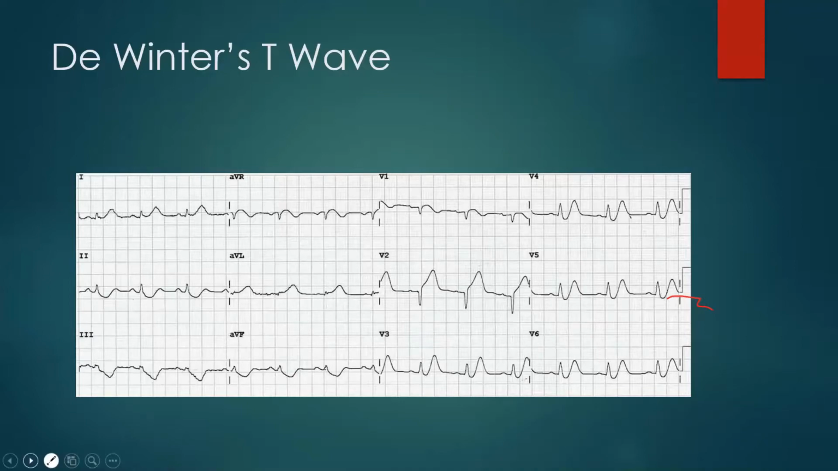It's pretty rare. A little less than 2% of MIs will have De Winter's T wave, so it's pretty low on the totem pole of what you're going to see. But I guarantee if you pick up a patient, identify De Winter's T waves, and get the patient to UVM, a cardiologist will probably kiss you.